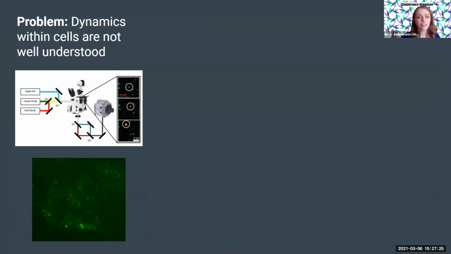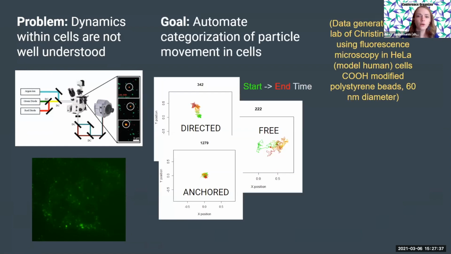Because they get all this data from these experiments, there's a lot of data that needs to be analyzed and processed. And it's kind of a pain to have to look at this all qualitatively. So our goal is to develop a tool that can be used to automatically categorize different types of particle movement in cells. As you can see by the plots I have here, there's great heterogeneity between paths. The paths look a lot different, and some of the paths are easier to categorize than others.